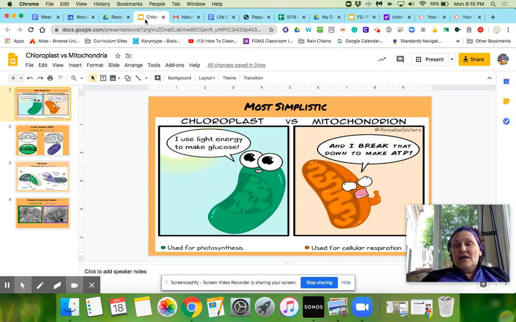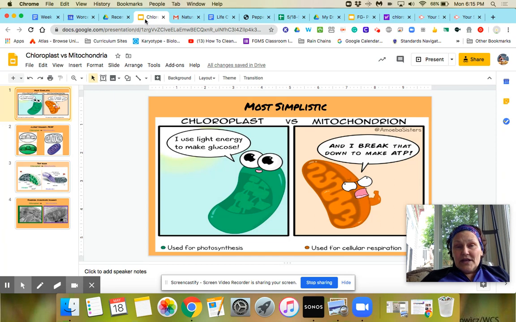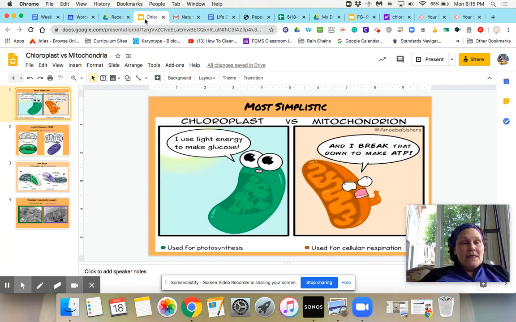And then the 2 days after that, we're going to be looking at cellular respiration. So the mitochondrion is the organelle that we're looking at for that. And it says it breaks down glucose to make ATP. Okay, so we're going to look more at that when we move on.